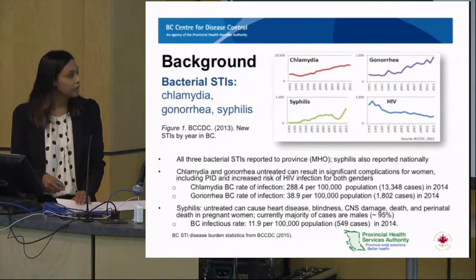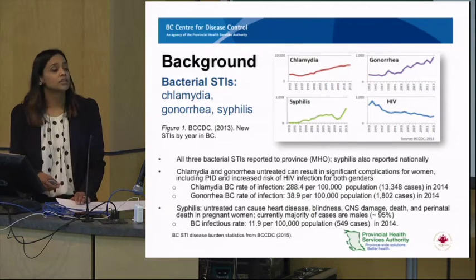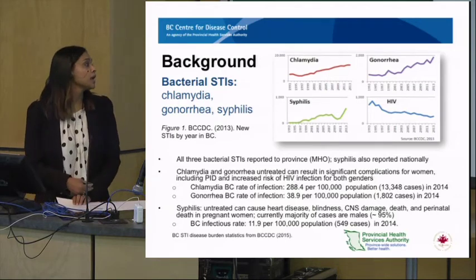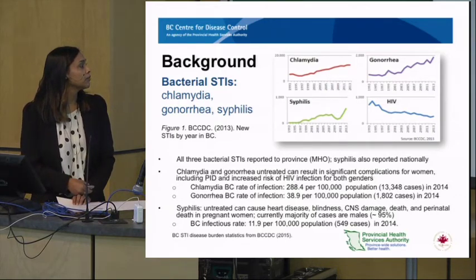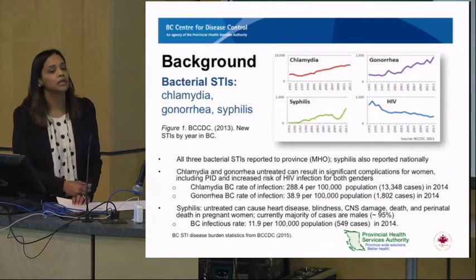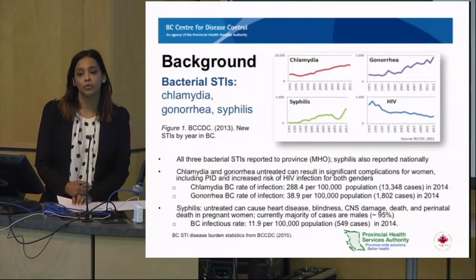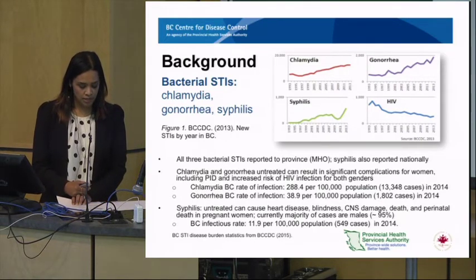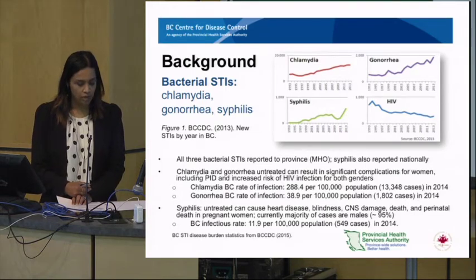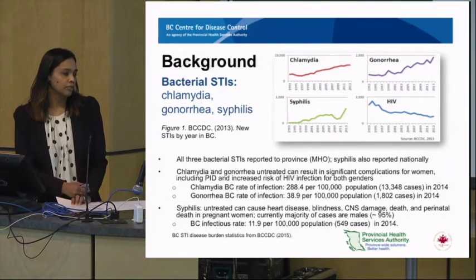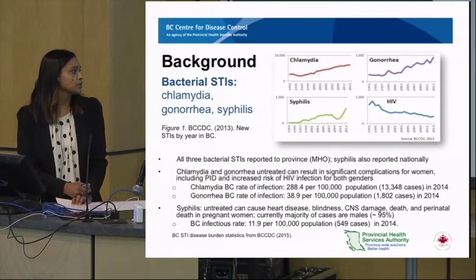Chlamydia and gonorrhea, untreated, can result in significant complications for women, including pelvic inflammatory disease, and an increased risk of HIV for both genders. Syphilis, untreated, can cause heart disease, blindness, CNS damage, death, and perinatal death in pregnant women. Currently, the majority of people infected with syphilis are males.